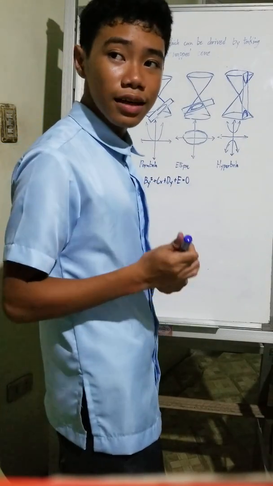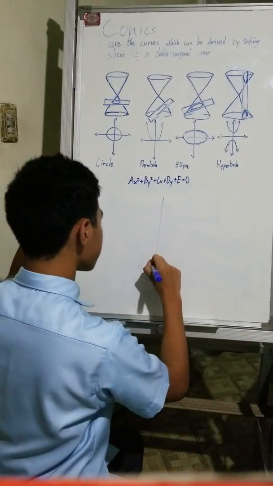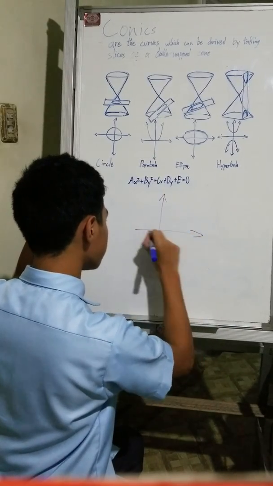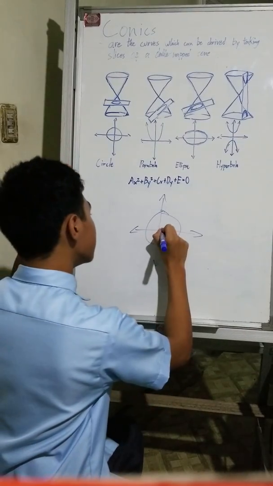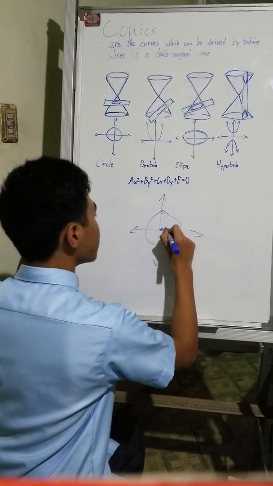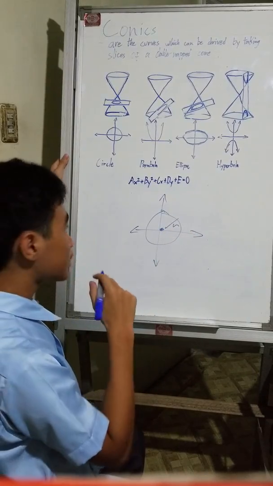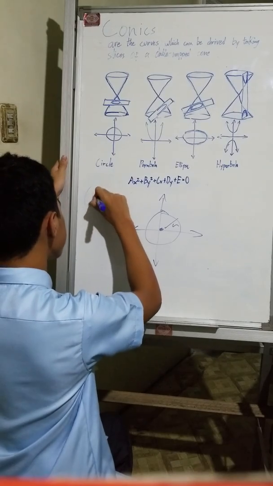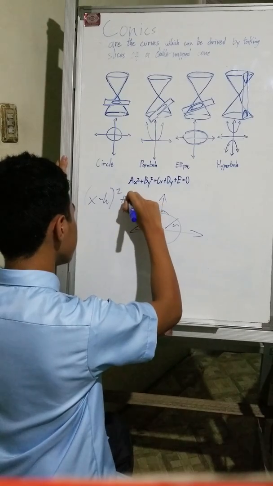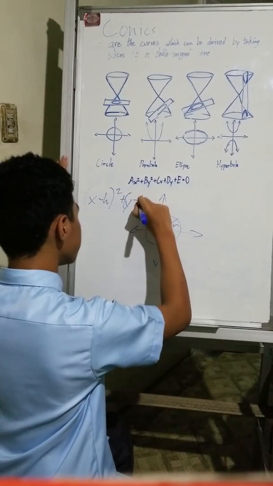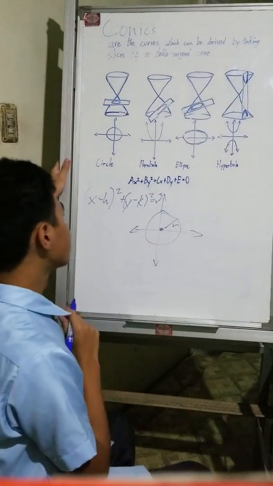Now I have to discuss circles in a very quick manner. So, circles. The things you need to know. This is the center, this is the radius, and this is the standard formula. These are the things you need to know.